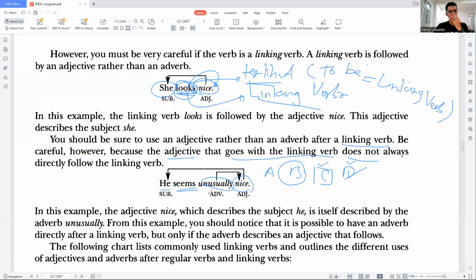But if we take away nice here, it seems unusual, it becomes incorrect. It is okay to put nice after an adverb. The thing is, you have to put the adjective after the linking verb. Okay, that's it for this skill.